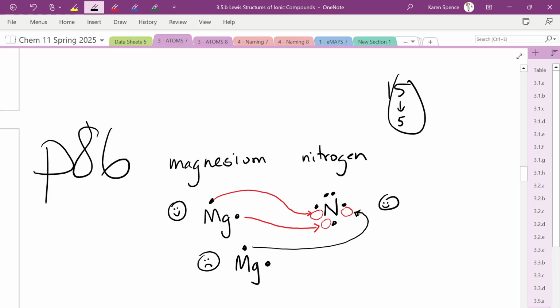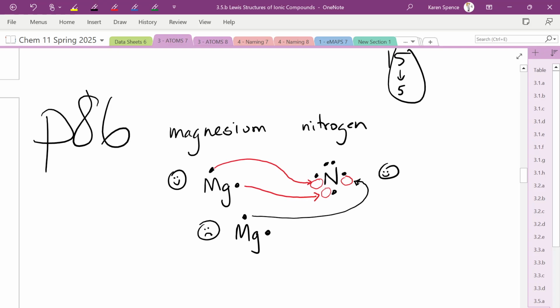What about this magnesium? Oh. How could we help that magnesium? Add another nitrogen. Okay. Whoops. 3 gaps.